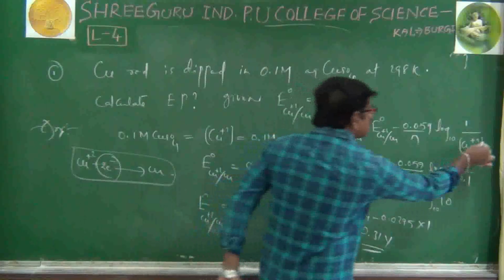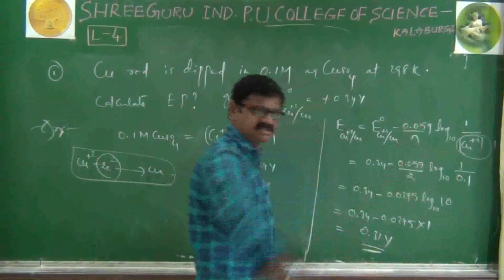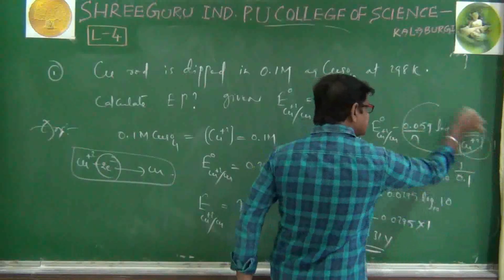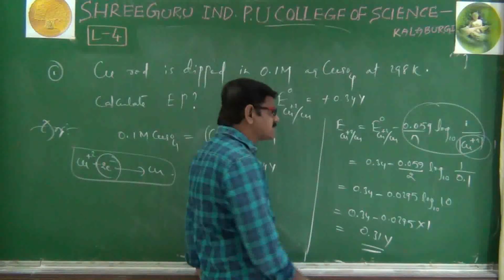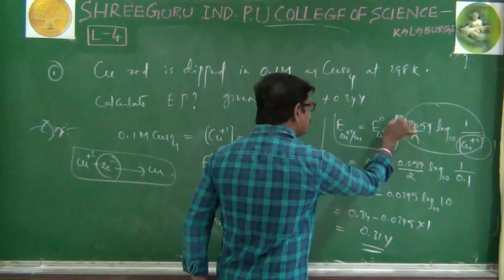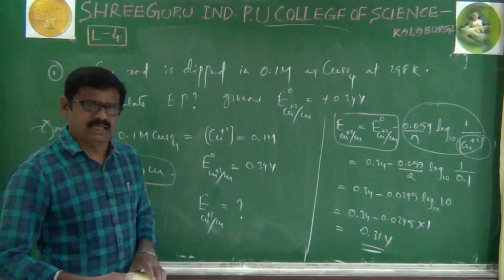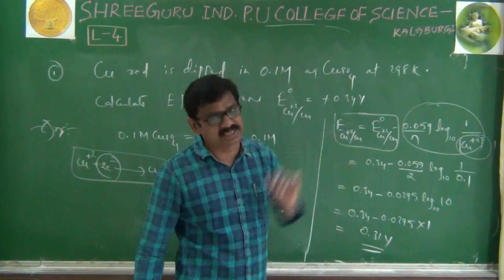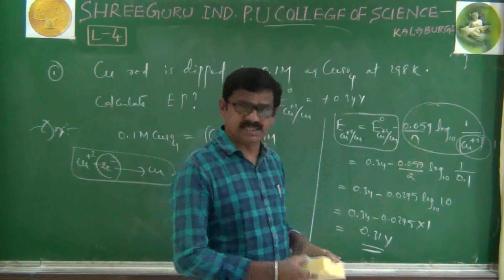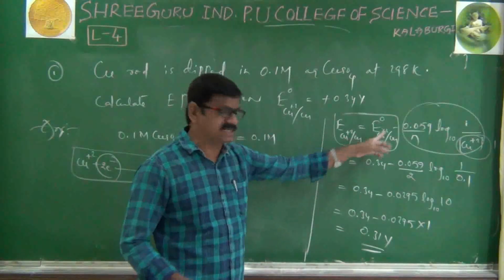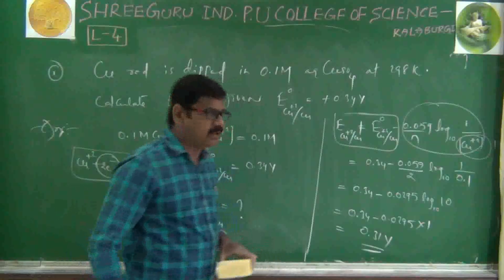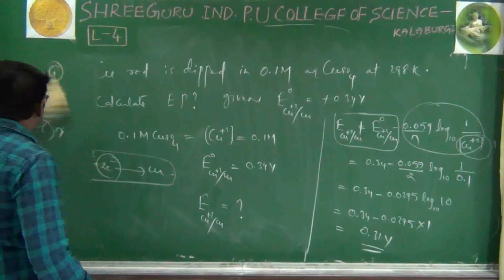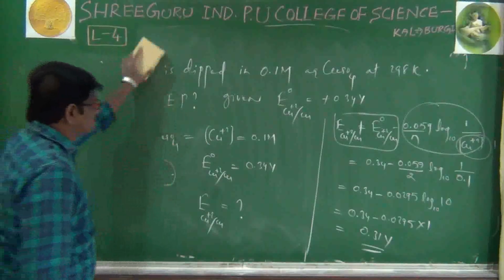Suppose here the Cu2+ concentration is given as 1 molar only. Just imagine, then what happens? 1 by 1 is 1, log 1 is 0, so this part completely becomes 0. In that case, the single potential and standard potential both become equal. If the concentration is 1 molar, the single electrode potential as well as the standard electrode potential become the same. But here the concentration is 0.1, that's why the single potential and standard potential are not the same. One is 0.34, one is 0.31. Now we will discuss one more question, then we will stop.